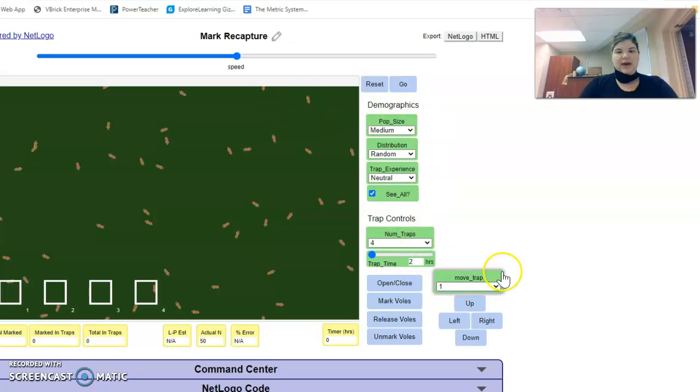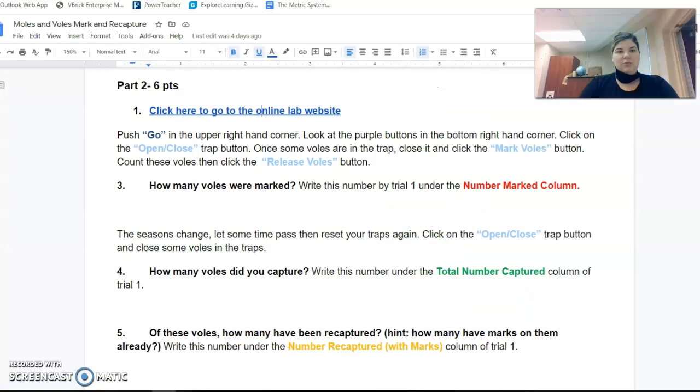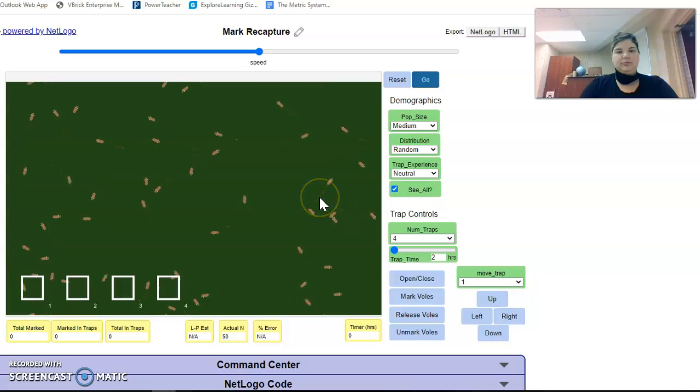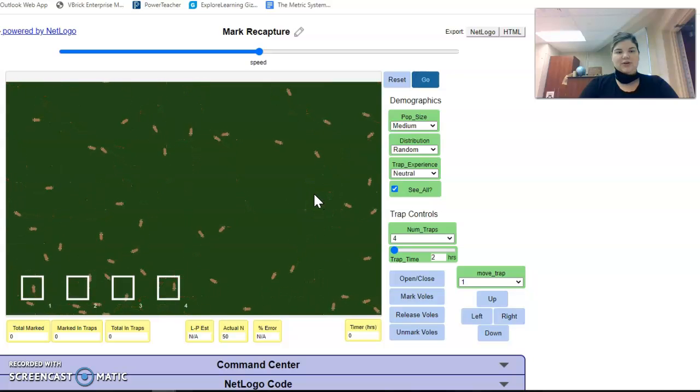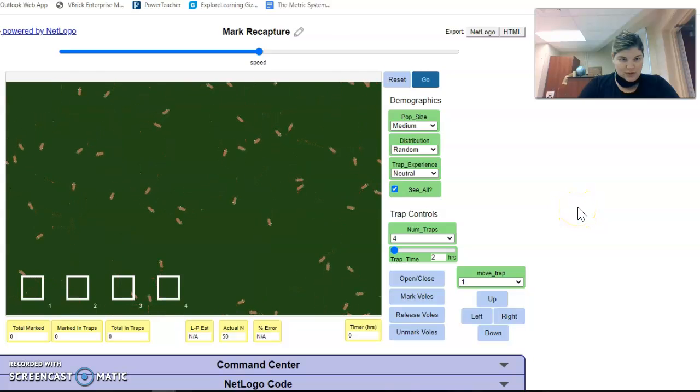And you'll notice that we have this virtual lab for looking at the moles and the voles. Now you should have maybe a split screen of your mark and recapture and then your moles and voles activity. So you're going to push go in the upper right hand corner. So we will do that. Look at those moles and voles.